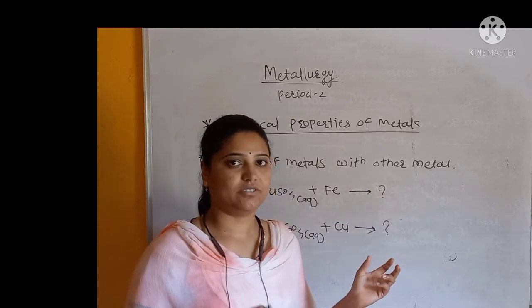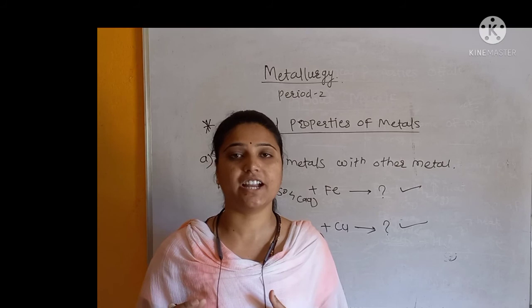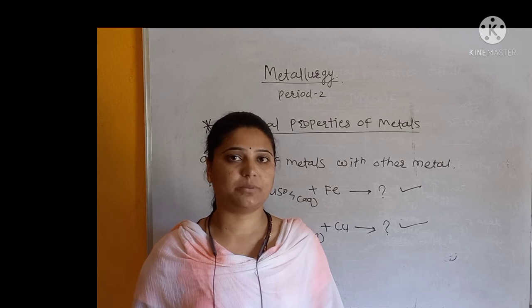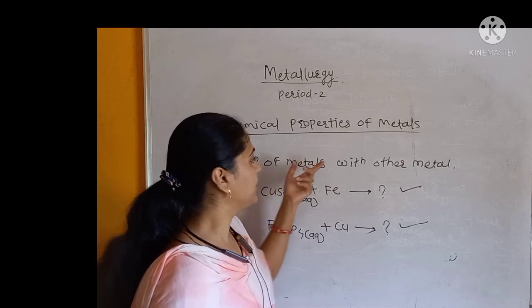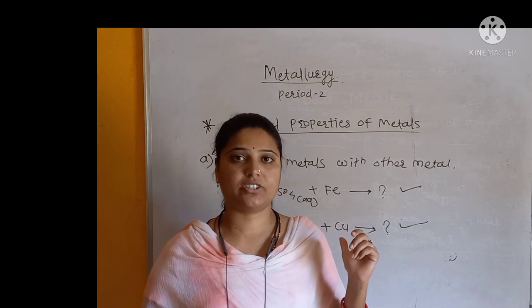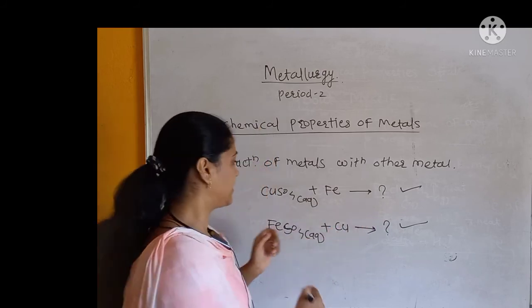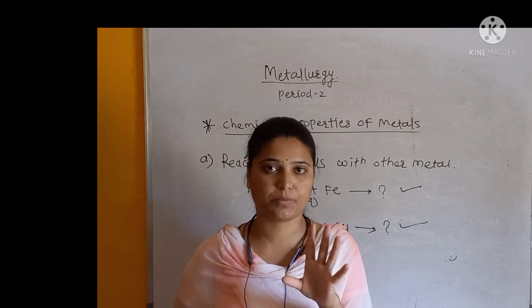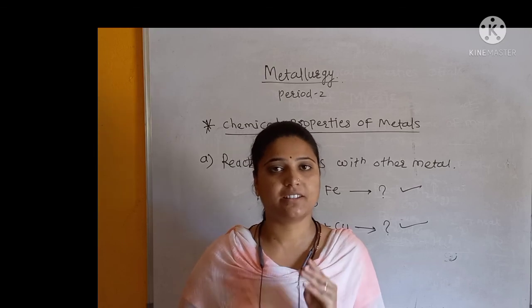What is the product? Depending on this, we take our next lecture, that is the reactivity of metals with different substances. Which are the different substances? Like oxygen, water, acid, and other metals. This reaction is called a displacement reaction. Which product is formed? You find the product, which reaction happened. Out of the two reactions, only one is possible and one is not possible. So you identify which is possible and which is not, and tell me the answer in the comment box.